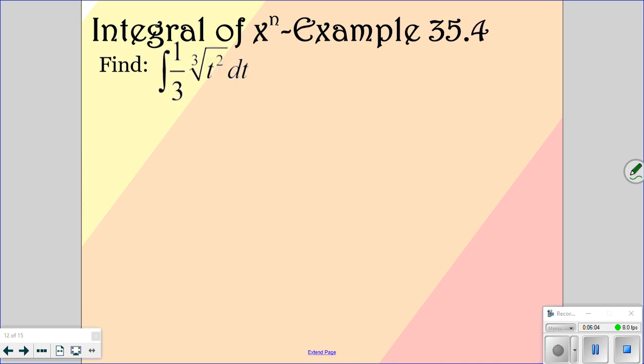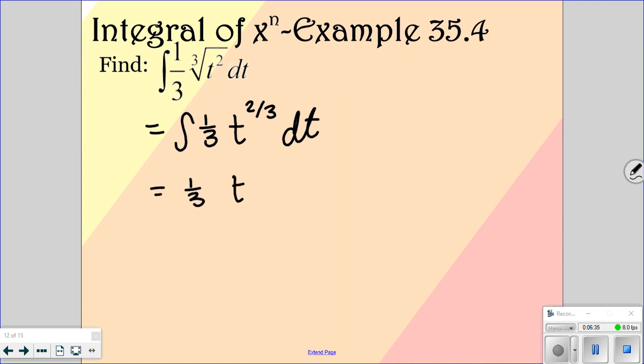Okay, let's look at this one. If you don't want to pull the 1/3 or your constant out front, you don't have to. I'm going to try this one without pulling it out front, just so you can see how it works. So we need to put the exponent here, not as a radical, but as an exponent. So that's going to be t to the 2/3. And then with respect to t, so we're going to take t to the 2/3. We're going to add 1 to that, and then we're going to divide by 2/3 plus 1.